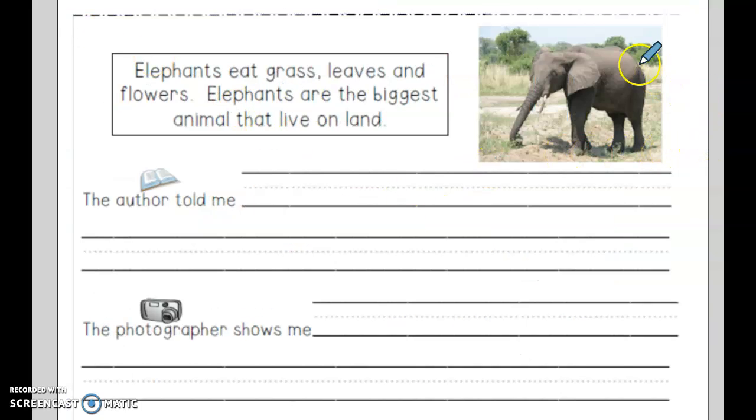Same with this. You're going to look at the photograph of the elephant, read the passage. Elephants eat grass, leaves, and flowers. Elephants are the biggest animal that live on land. What piece of information did you learn from the author? And one thing you learned from the photographer.